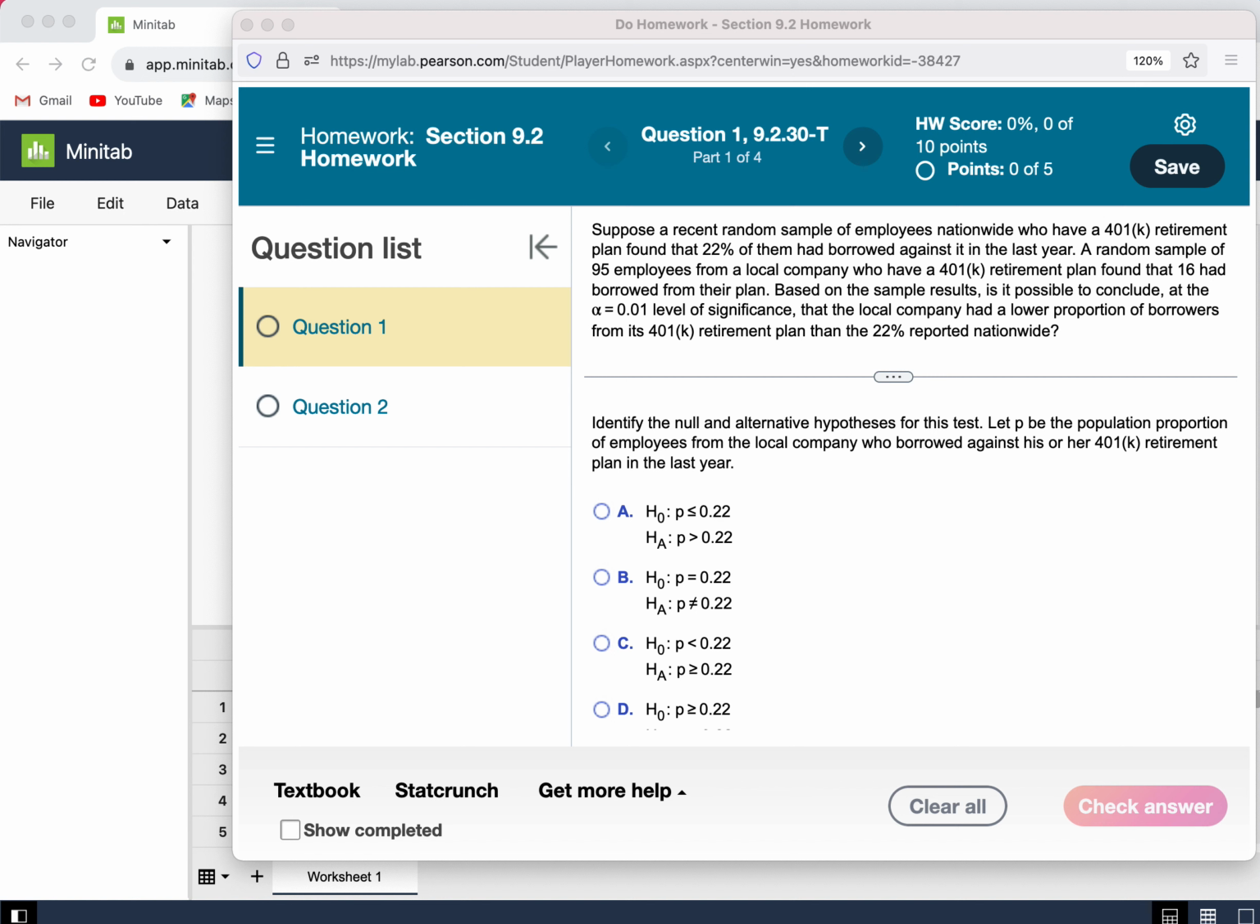In this video, we're going to use Minitab to conduct a hypothesis test for a proportion. We're going to do this homework problem as an example.